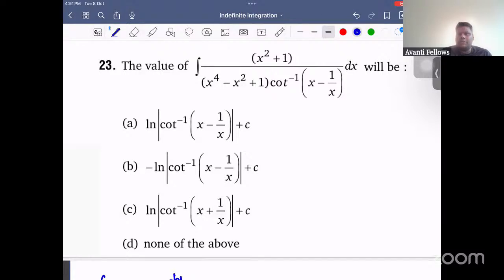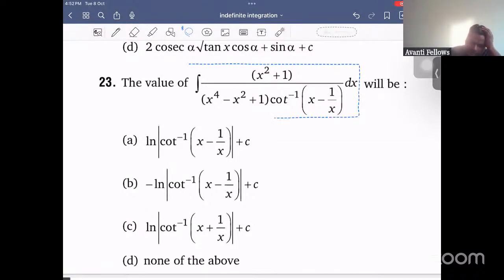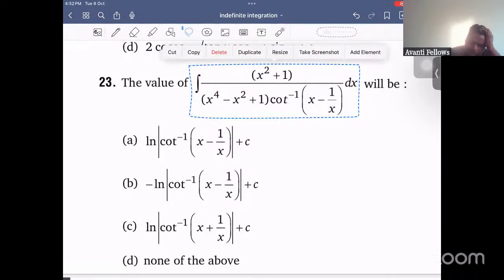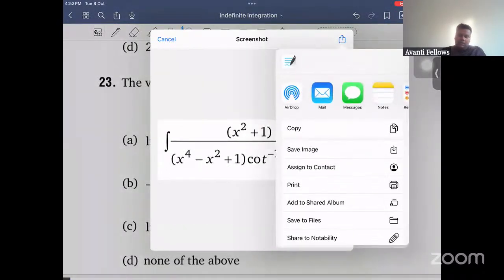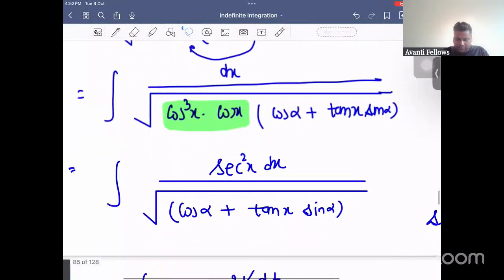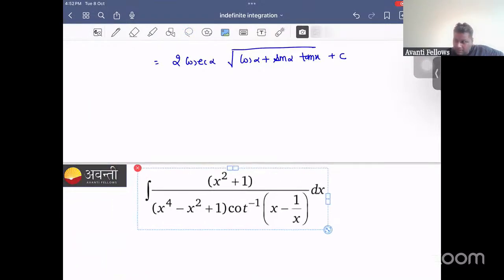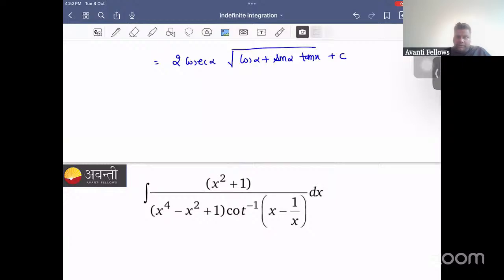Well, now let's see. See, one thing is very clear. This x minus 1 by x is something of our concern. Isn't it? This x minus 1 by x is something we are looking for. Its derivative is 1 plus 1 by x square. Now see, this is the question.